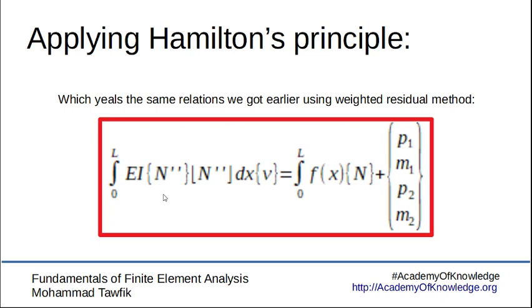This way we can see clearly, I hope it is clear now, how we derive the finite element equations from Hamilton's principle and the energy expressions. Later we are going to use this as our starting point for any finite element model. We are going to write down the energy expressions, then apply Hamilton's principle, then obtain the finite element model from there. I hope that this is clear.